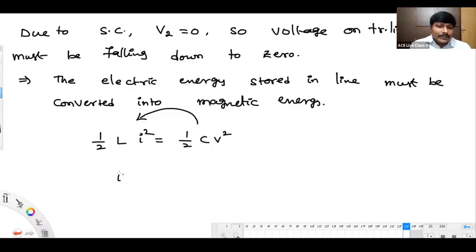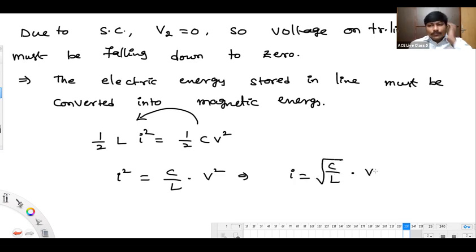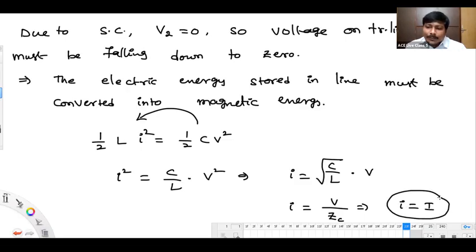So you can write I square equals C by L into V square. That implies I equals root of C by L into V. This is nothing but V by ZC. Small i is nothing but V by ZC. What do you mean by V by ZC? That will be capital I.